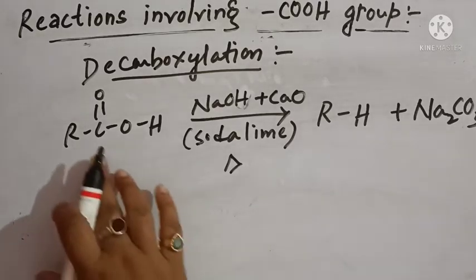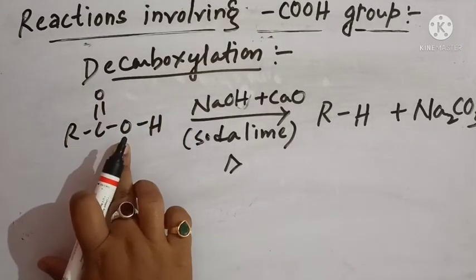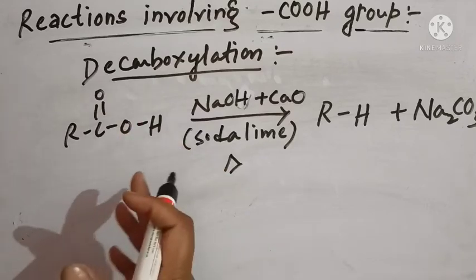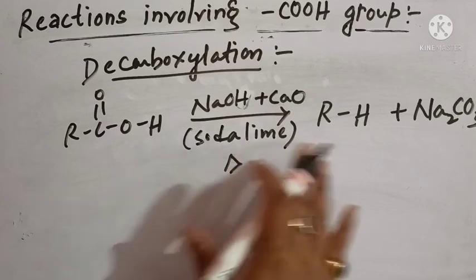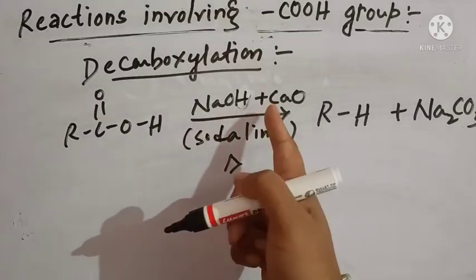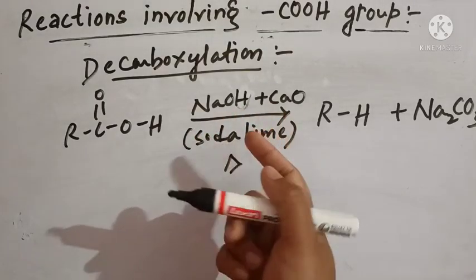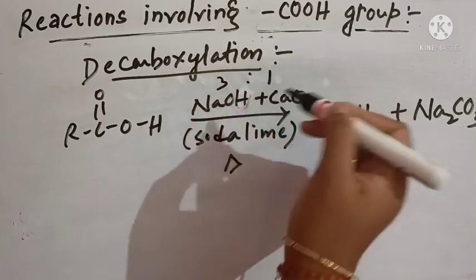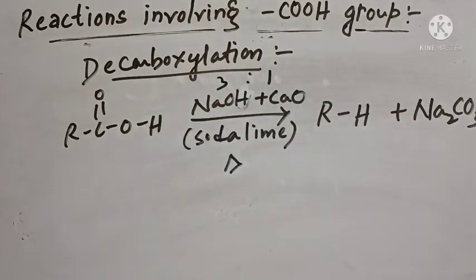So as the complete carboxyl group, C double bond O and O, is getting removed, that is why this is known as the decarboxylation reaction. And one more thing, the NaOH and CaO which are present in the soda lime are in the ratio of 3:1. That means 3 portions of the NaOH and 1 portion of the CaO will form the soda lime. Okay, all of you.